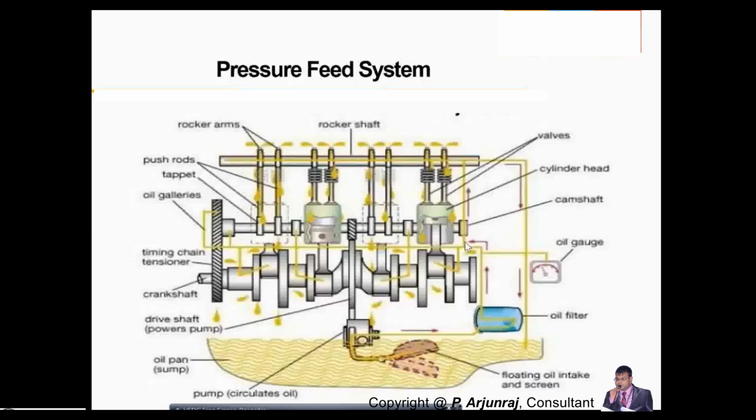Afterwards, what happens? The temperature gets raised, even in the oil, because the oil gets recirculated. So that's the reason the temperature gets raised. That is why you need to have a feed system, a splash system, and a cooling system.